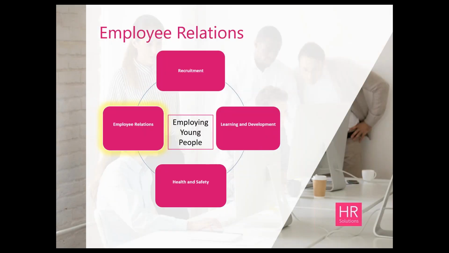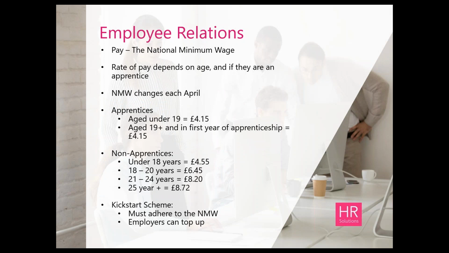And employee relations is all about the working environment. So, for example, how you manage behaviours, how you manage attendance at work, how you manage pay, and of course, performance in the role. If we first of all look at pay, then in regards to young people and everybody, there's a legal obligation to abide by the national minimum wage. The rate of pay does depend on the age and whether the young person is an apprentice or not. You'll probably all be familiar that the national minimum wage changes each year in April.